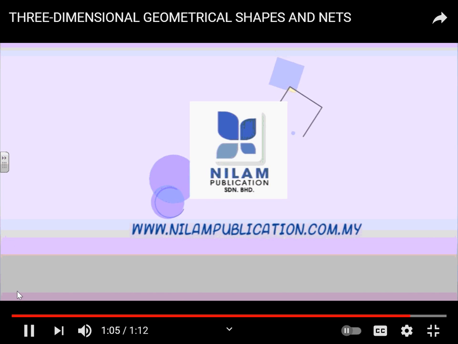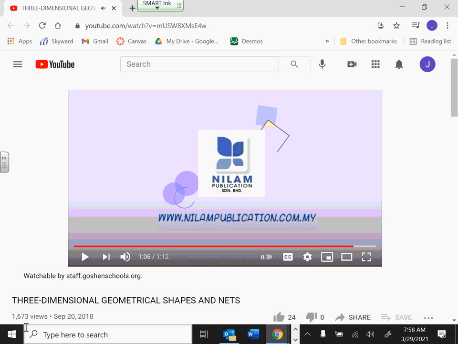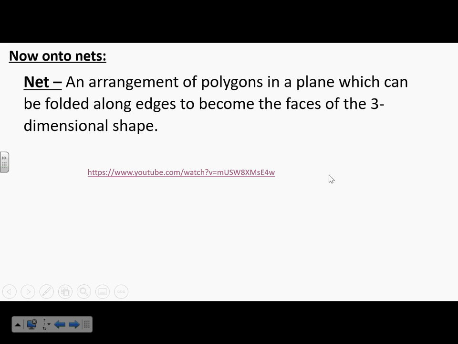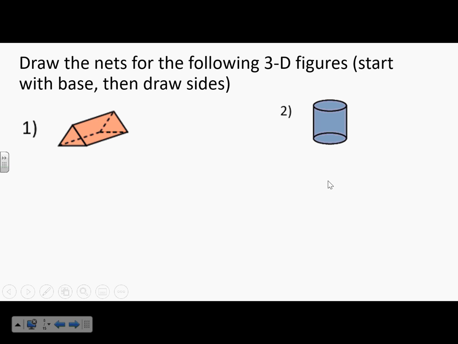That's it. So I think that helps to get kind of a visual, and I can try to explain that as much as I can, but it's kind of hard to see, and I think a video makes it seem a little bit better. So this is what this is going to be about. It's going to say draw the net for the following 3D figures. In my opinion, it helps if you start with the base and then draw the sides.